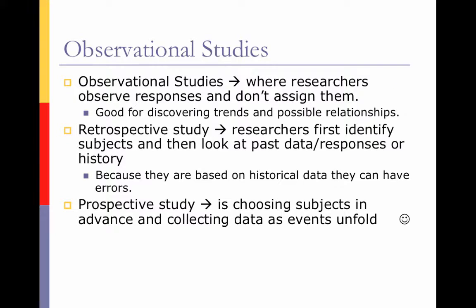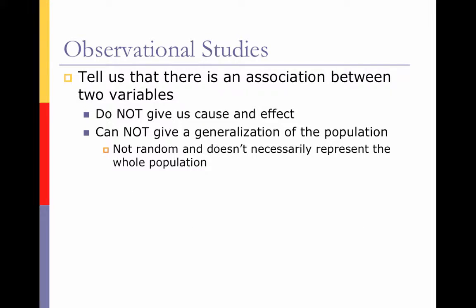The other type is a prospective study. This is where you choose the subjects in advance, and then you collect the data as the events unfold. Observational studies are great for telling us if there is an association between two variables. However, they cannot give us a cause and effect relationship, and they cannot give a generalization of the population. They're not random, so it doesn't necessarily represent the whole population.